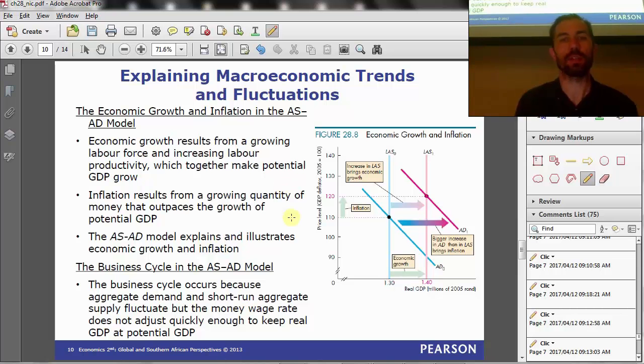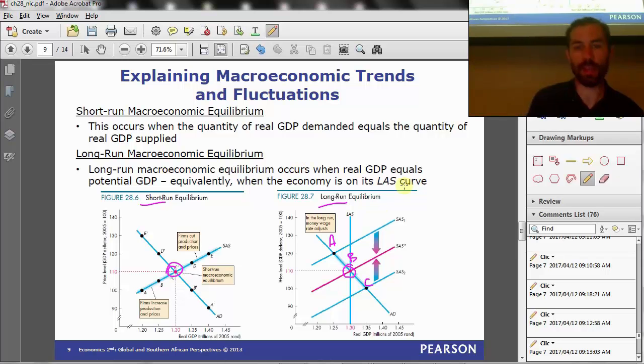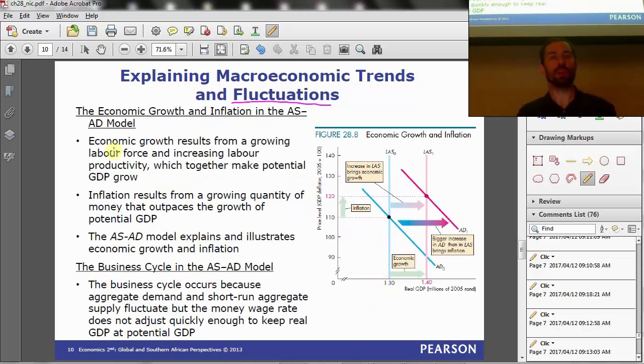How then do we get macroeconomic fluctuations? In other words, how do we end up at point A or point C? So economic growth results from a growing labor force and increasing labor productivity, which together make potential GDP grow. In other words, economic growth is a shift in long-run aggregate supply.